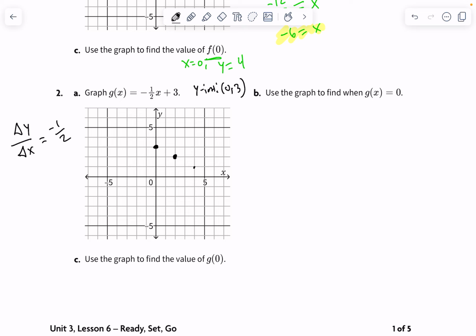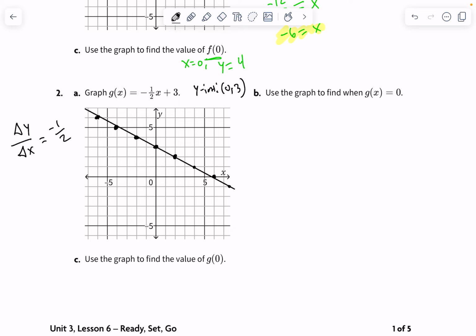Going down 1, and then 2. Now I'm up here. How do I find the points over here? I'm going to go up 1, left 2, and again up 1, left 2, right? Okay. Now we can connect all these little points. Something like that. Okay, cool.